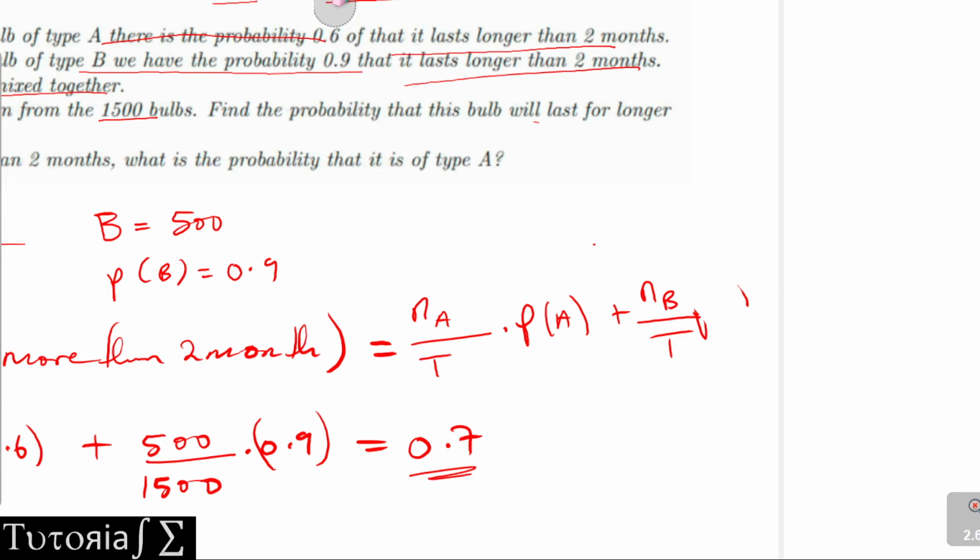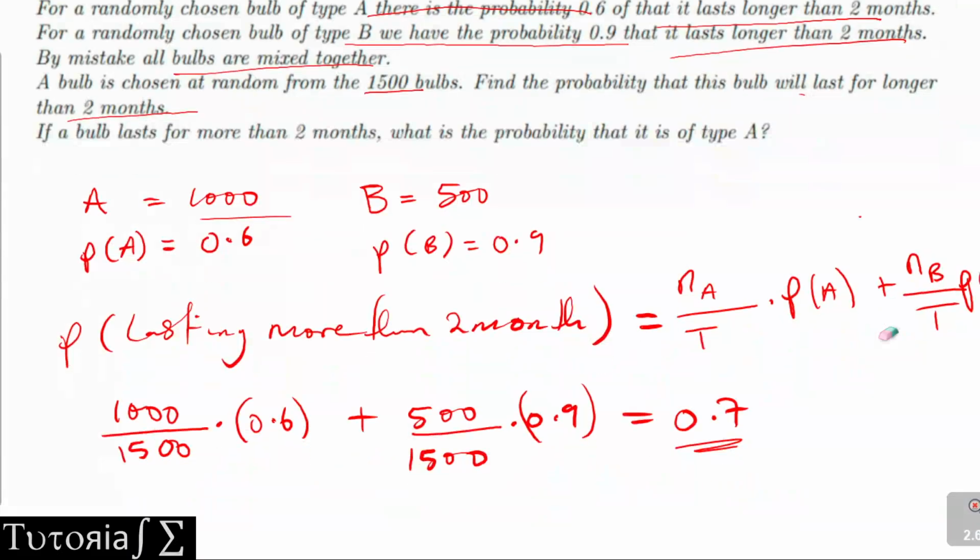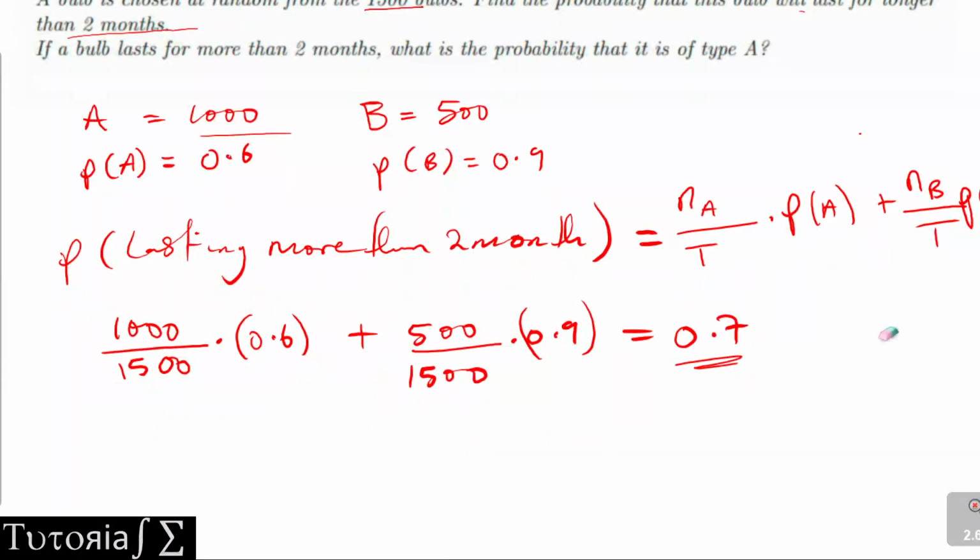Erase this. Then we go to the second question. If a bulb lasts more than 2 months, what is the probability that it is of type A? So this is where Bayes' theorem comes in.